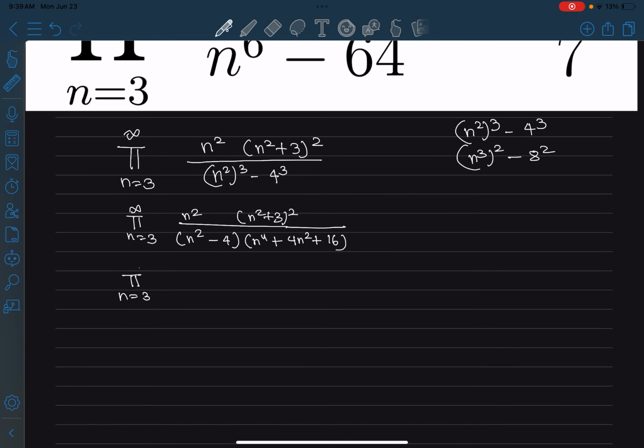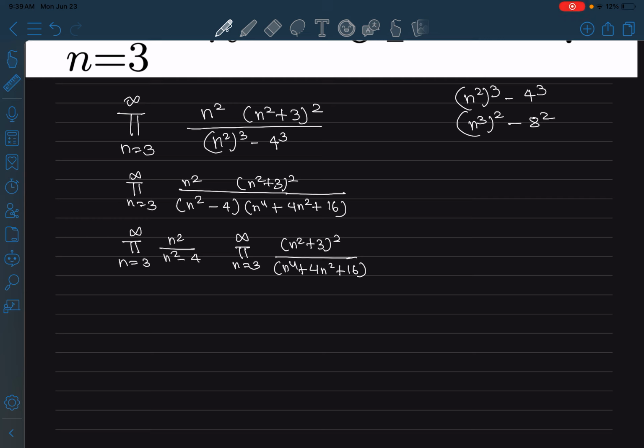Now I can actually break this into two different products: n square by n square minus 4, and then n square plus 3 whole square over n to the power 4 plus 4n square plus 16. Because these are 2 degree expressions, and these are 4 degree expressions. At infinity, this is just going to 1, and this is just going to 1. So it makes sense that both of them will have values. Now I will just deal with them one by one.